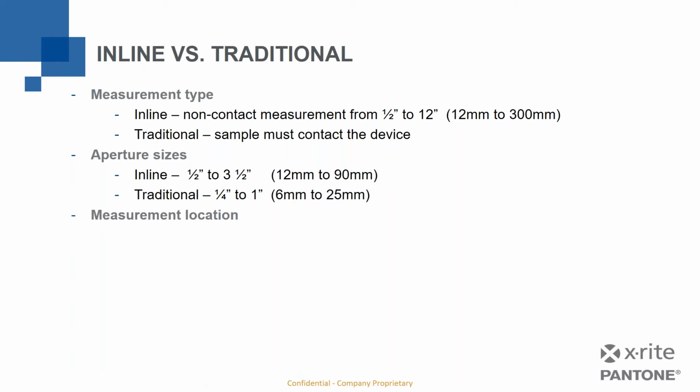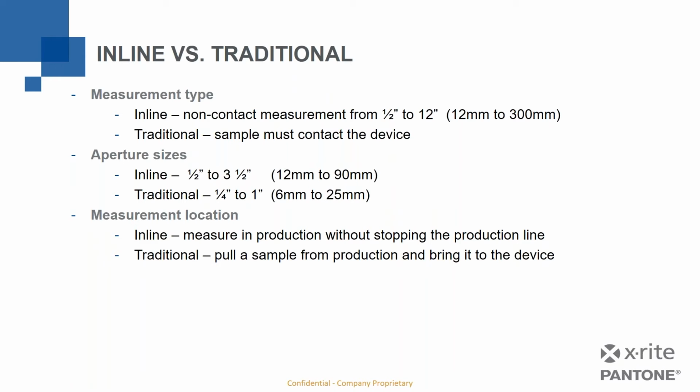And the third one we want to talk about is measurement location, and this one we'll dive into quite a bit deeper in a moment. But by location, what I'm talking about is, where are we doing it? What do we have to do to take a measurement? Well, inline, it's measuring in production while the line is running. We're not stopping anything.